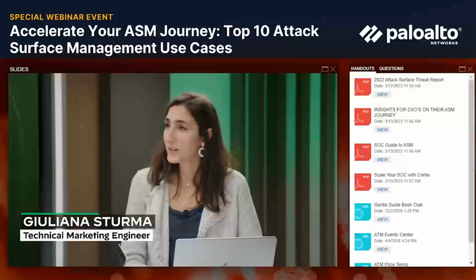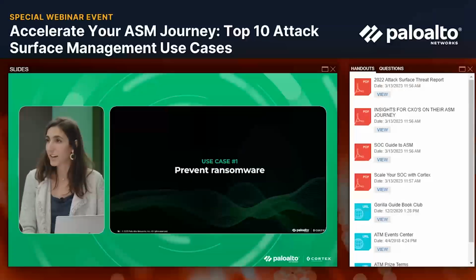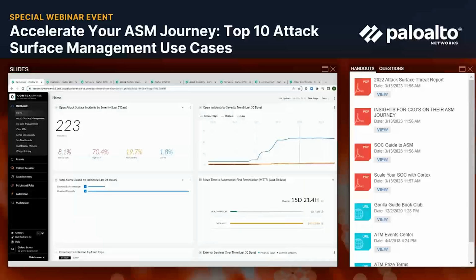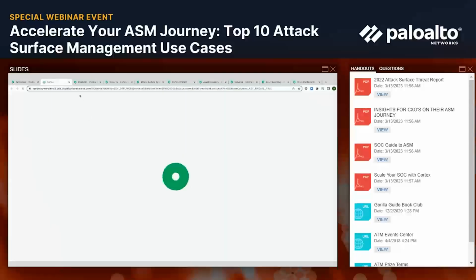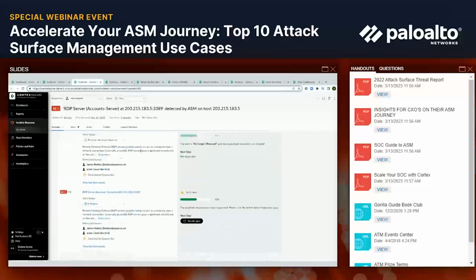Thanks, Abhi. That's a great question. So yes, we do see that RDP is one of the most common attack vectors for ransomware, and Xpanse helps with that. So if we take a look now at the Xpanse console and we dive into our incidents here, we can actually see that RDP servers is one of these incident types we found.